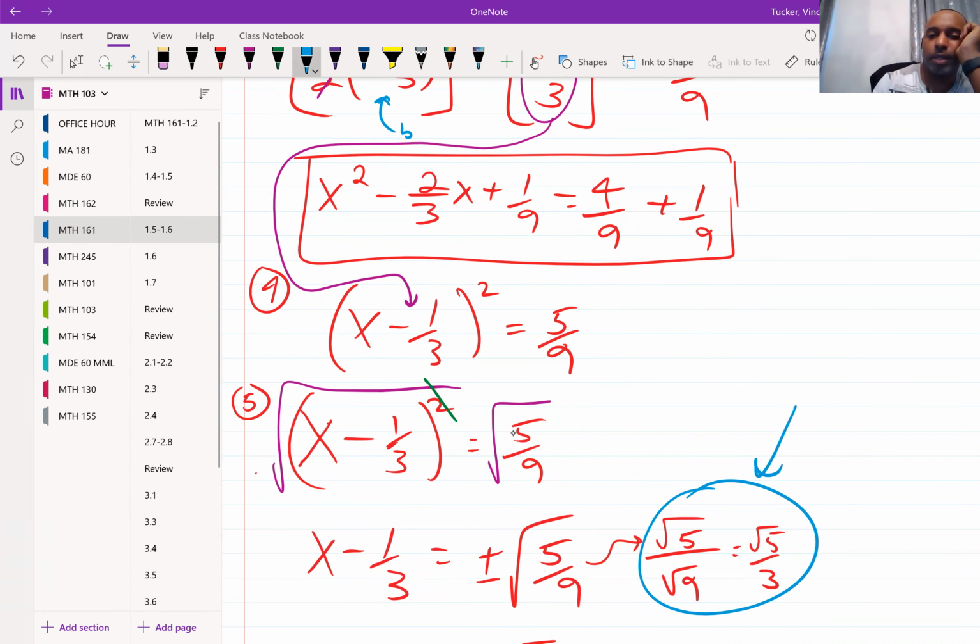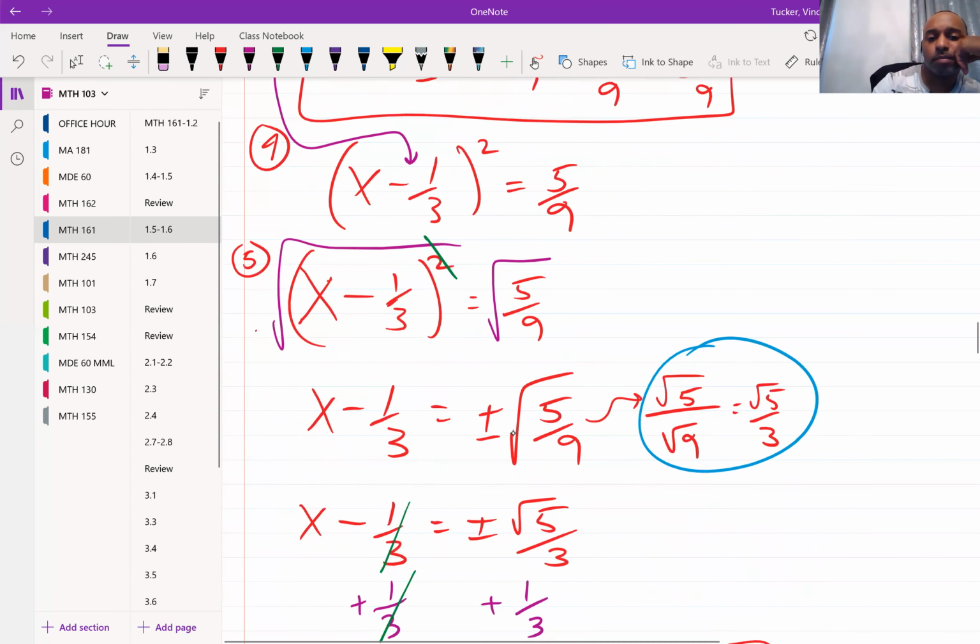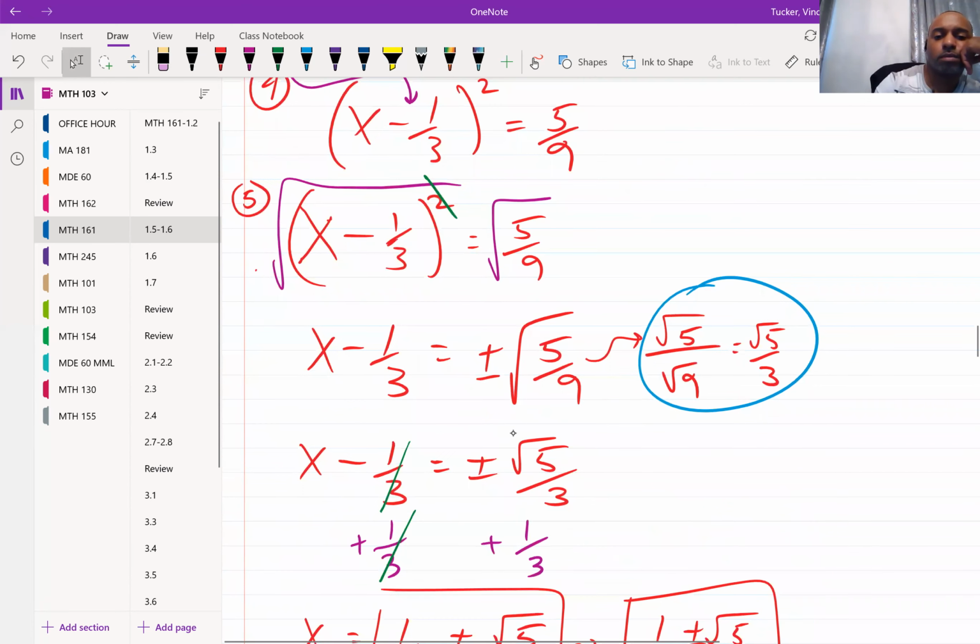So now here, we can reduce this, but not all the way like we did before. You take the square root of both top and bottom. The 5, we can't simplify any, so we leave that there, but we can take the square root of 9. So that would be square root of 5 over 3. And so this is what we have up to this point: x minus 1/3 is equal to plus or minus square root of 5 over 3.